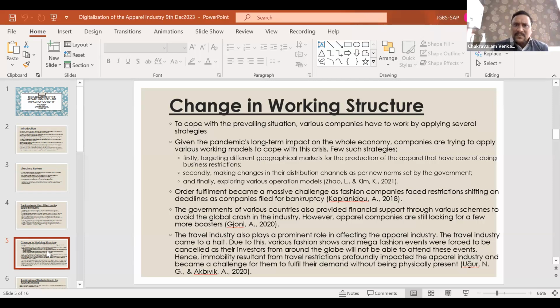The travel industry also plays a prominent role in affecting the apparel industry. As the travel industry came to a halt, various fashion shows and mega fashion events were forced to be cancelled, as investors from around the globe would not be able to attend these events. Hence, immobility resulting from travel restrictions profoundly impacted the apparel industry and made it a challenge for them to fulfill their demand without being physically present.